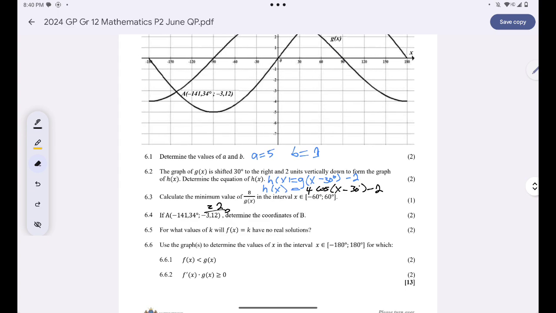The coordinates of b are, and the y value to be just positive 3.12. So these are the coordinates of b.